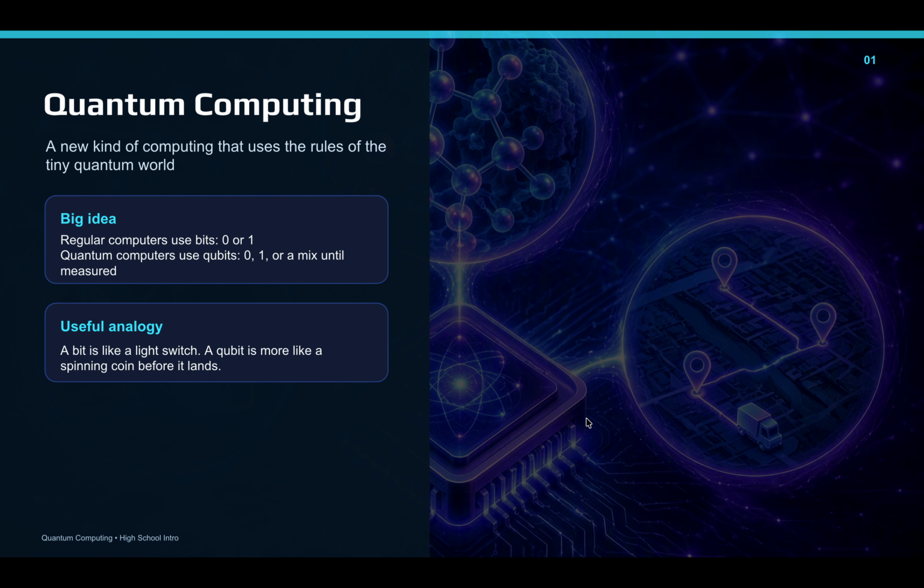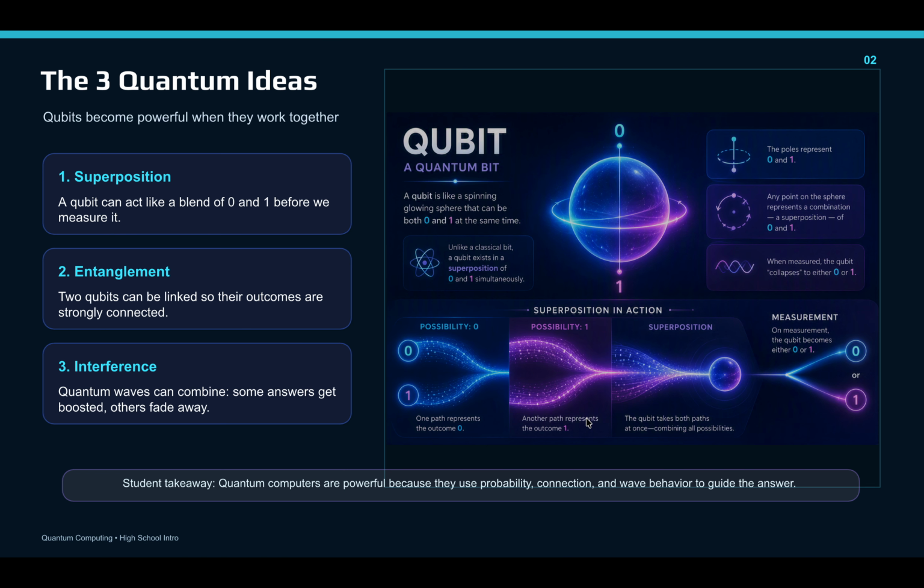To understand why quantum computers are exciting, let's look at three different ideas. The first is superposition. As we just learned, a qubit can exist in multiple possible states before it's measured. This allows quantum computers to explore many possibilities at the same time.